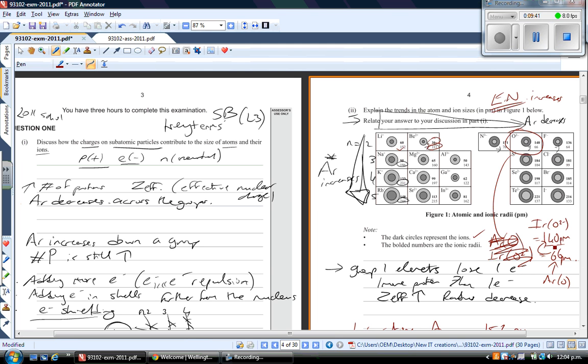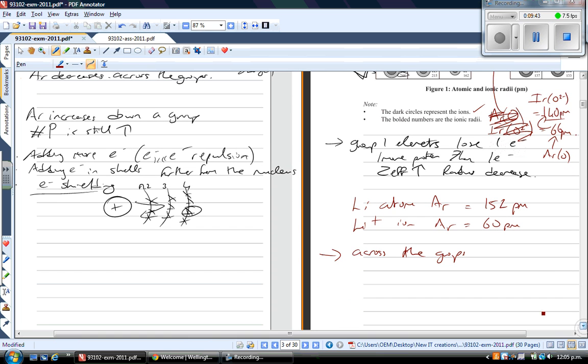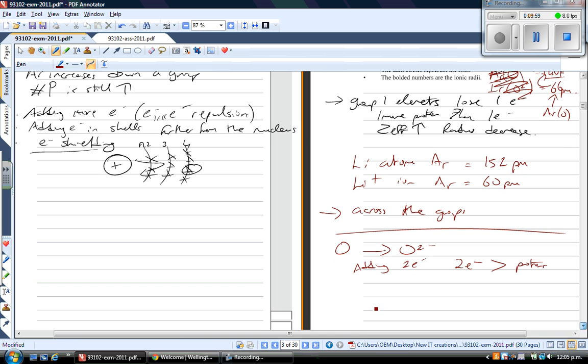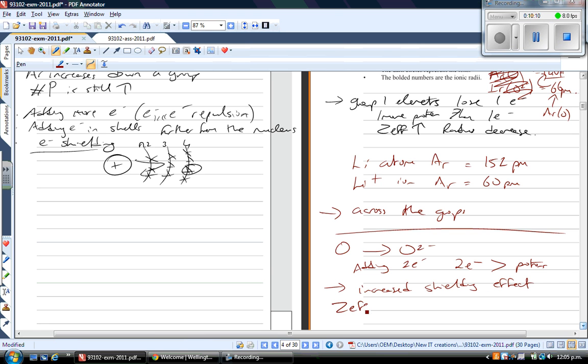And hopefully that's easy enough to explain for you. When you add electrons, so from oxygen to O2 minus, you're adding 2 electrons, which means you have 2 more electrons than you have protons. So you have an excess negative charge. The other thing you have is an increased shielding effect, and therefore the effective nuclear charge is decreased, and so the ion increases in size. So you could easily use any of the other elements from that table to explain your answers.